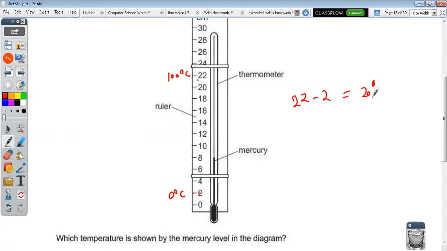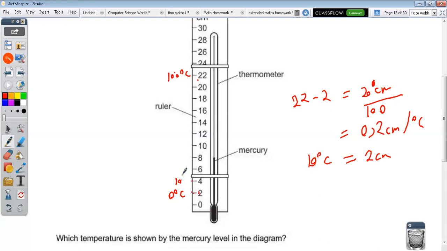20 what? Centimeters. But 20 centimeters divided by, remember, this is from 0 degrees to 100. We want the rise per degree, huh? So per every degree is 0.2. 0.2 centimeters per degree. That's our expansion. We are assuming that mercury is expanding at a uniform rate. So 0.2 per degree. So per 10 degrees, what will be the increase? You multiply this by 10, it will be 2 centimeters. 2 centimeters per 10 degrees. So it means from the 2 here to 4, this is 10 degrees. Clear? From 4 to 6 is another 10 degrees to 20 degrees. From 6 to 8 is another 10 degrees to 30 what? Degrees Celsius.